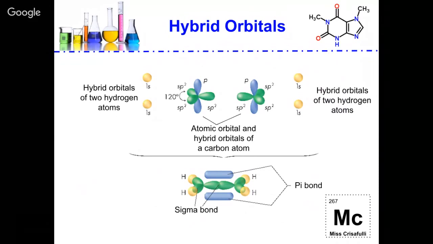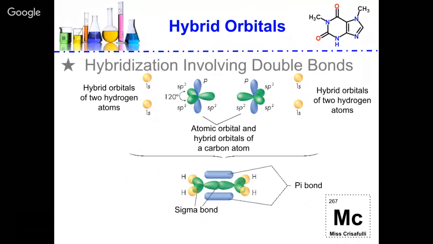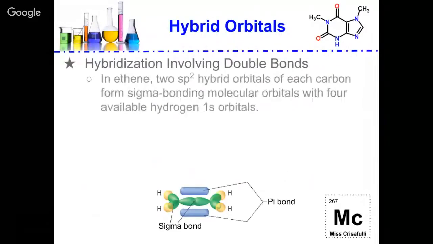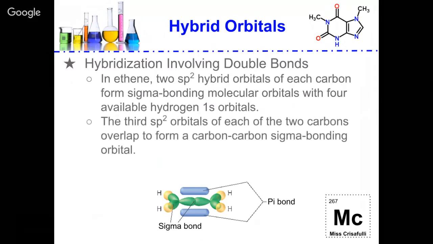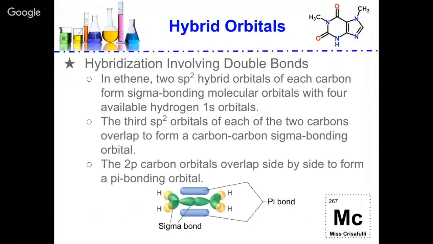So we have the 1s orbitals from the hydrogens, and then we have the s and the p orbitals from the carbons. We're going to make a pi bond and a sigma bond. A double bond consists of a pi bond and a sigma bond. In ethene, the two sp2 hybrid orbitals of each carbon form sigma bonds, molecular orbitals with the four available hydrogens, and then the third sp2 orbital of each of the two carbons overlap to form a sigma bond orbital. And then the 2p orbitals are going to overlap to form your pi bond.